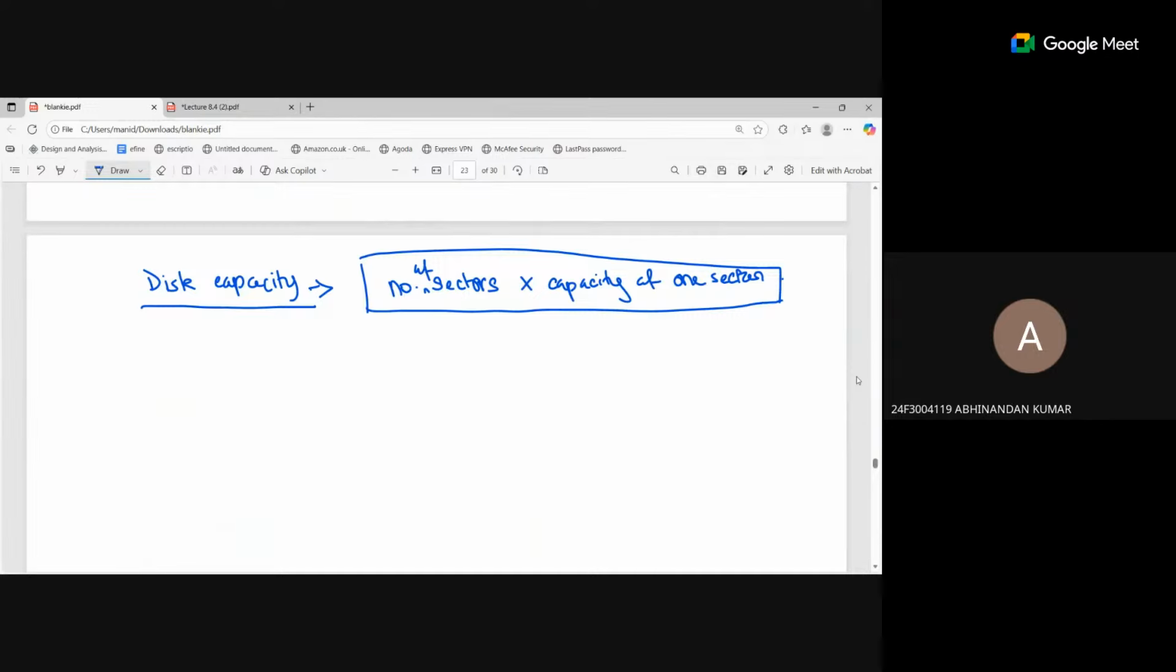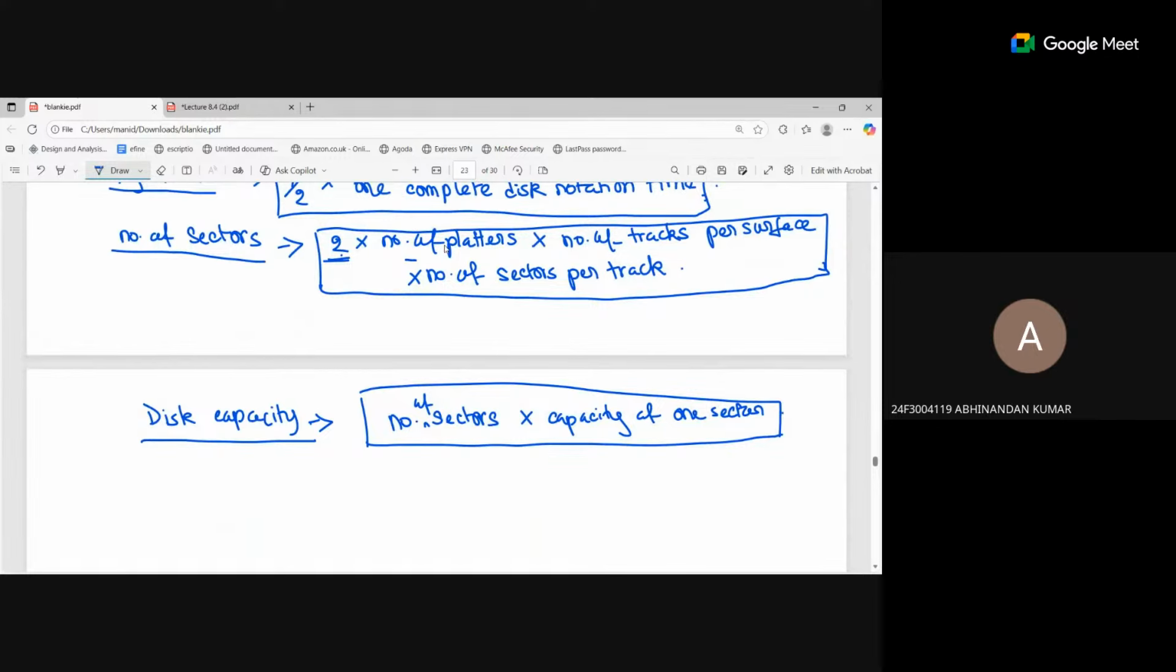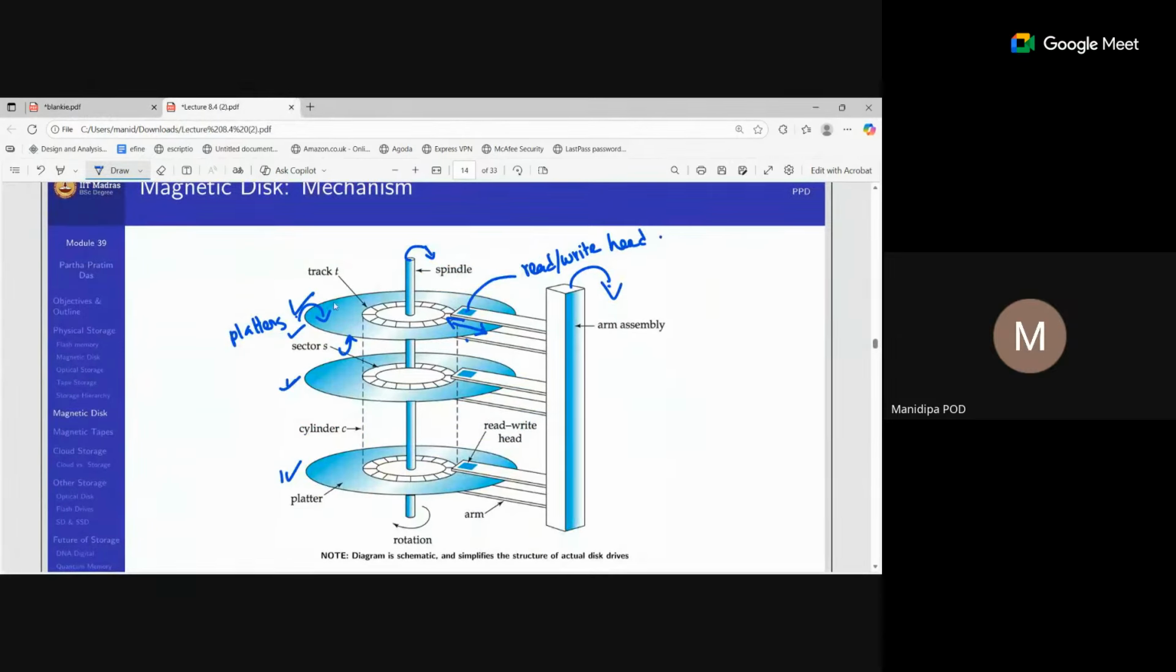Ma'am, in number of sectors, you are multiplying 2, but you are also using the number of platters. Yeah, a platter is the entire circular disc. Each platter has 2 surfaces, right? Top surface and bottom surface. Yes, ma'am, but you are already using 2, no? Yeah, that 2 is for the different surfaces, but we also have to take the number of platters into account. Each platter has 2 surfaces. If there are 3 different platters, the total number of surfaces will be what? 6.